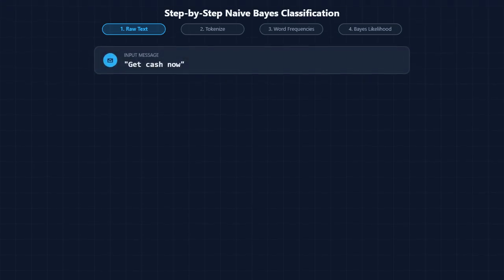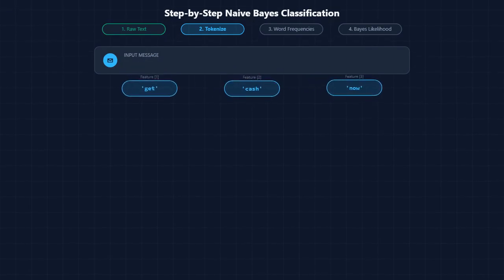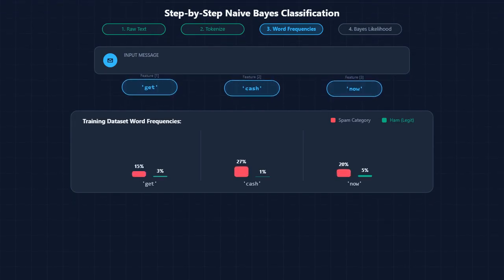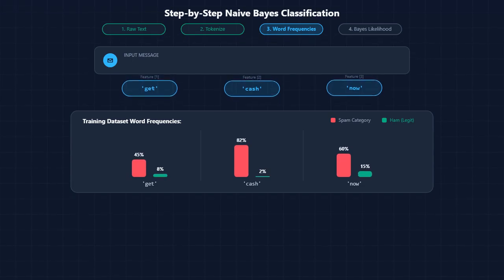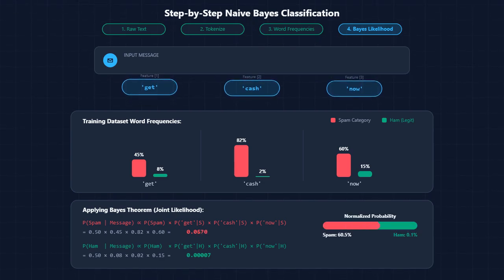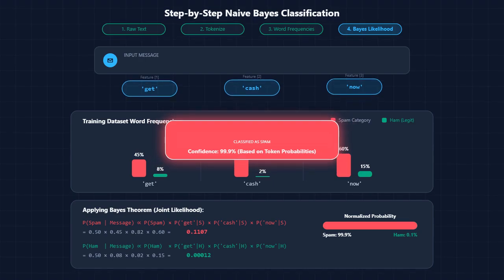Let's walk through a concrete example. Suppose we want to classify a short message, "Get cash now." We have a training dataset of labeled emails. First, we tokenize the message into individual words: get, cash, and now. We then look up the historical frequencies of these words in both spam and ham categories. By breaking the message down into discrete features, we prepare our model to apply the mathematical machinery of Bayes' theorem to calculate the likelihood of this specific combination of words.